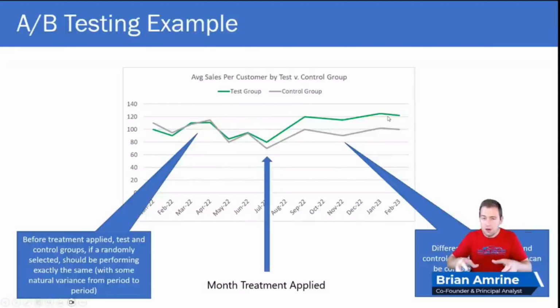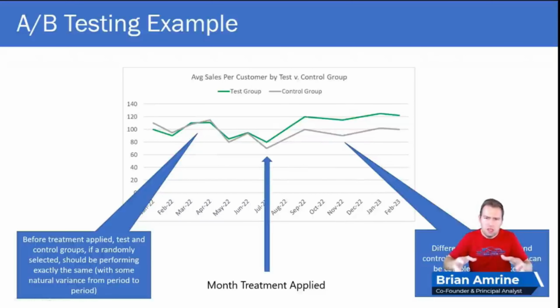Now, we would want to go and do a t-test to make sure that difference is statistically significant, but at least visually you can see there is a consistent difference where the test group is consistently performing higher than the control group, whereas before we introduced that treatment, they were pretty much performing at the same level. So just visually looking at this, I would be pretty confident about saying that the treatment had at least some impact on average sales per customer.